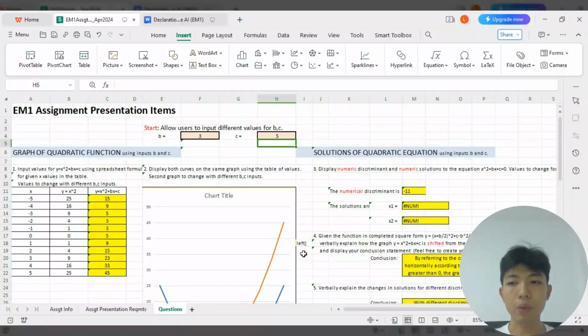So for the assignment, we are given the quadratic equation y equal to ax squared plus bx plus c, with the input values for b and c. And we are going to solve this quadratic equation with the quadratic formula x equal to minus b plus or minus the square root of b squared minus 4ac, all over 2a.